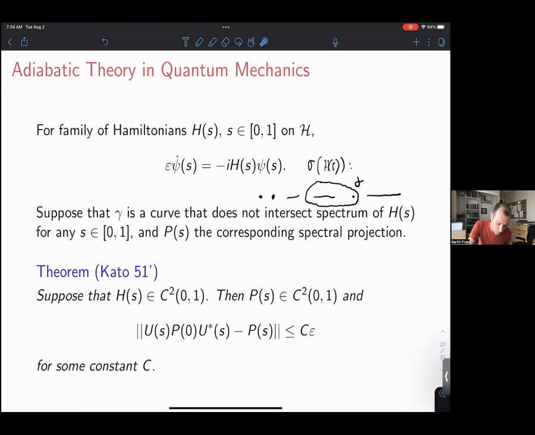And the time evolution, so this was supposed to be epsilon, the time evolution generated by this equation is such that if you start inside the range of this projection, you all the time keep to be inside the range of this projection at time s, up to some errors of order epsilon. Or in other words, the time evolution of this projection, which is obtained by sandwiching P by U from left and right, is close to the projection at time s as it moved. So this is the basic, or the original, adiabatic theorem in quantum mechanics.